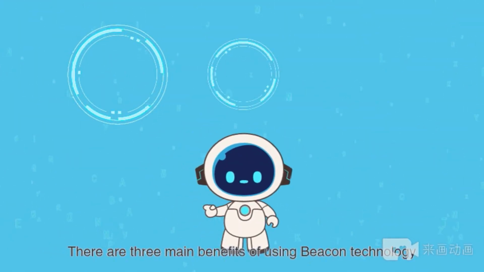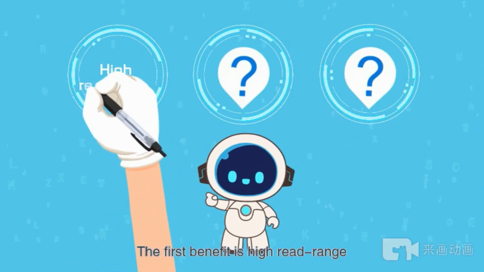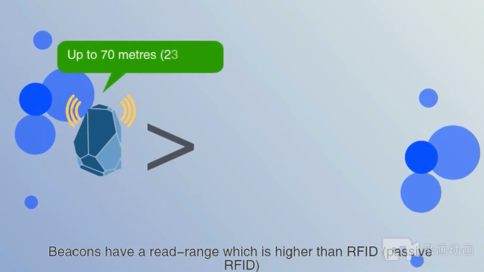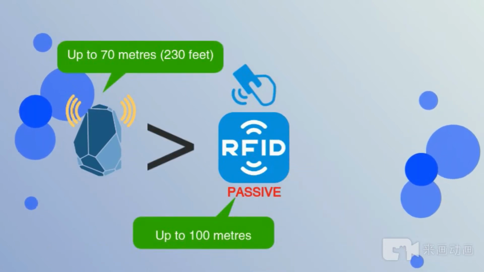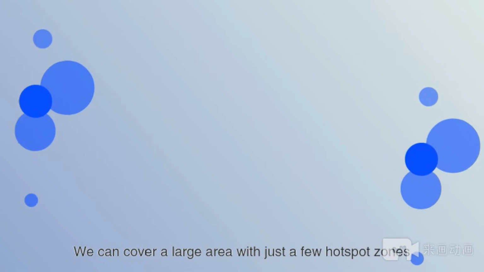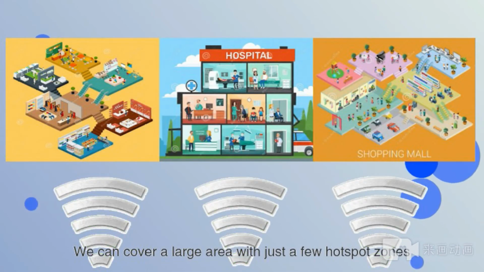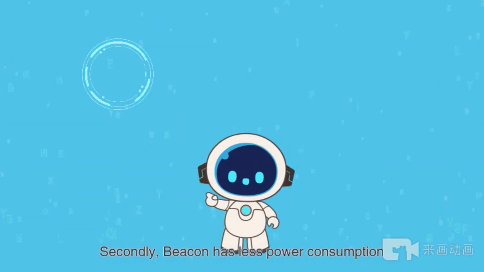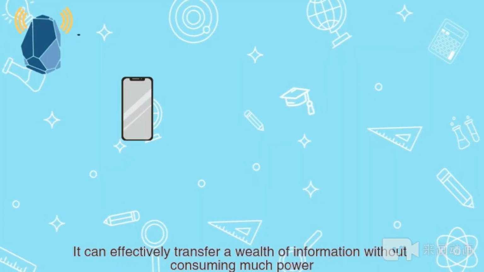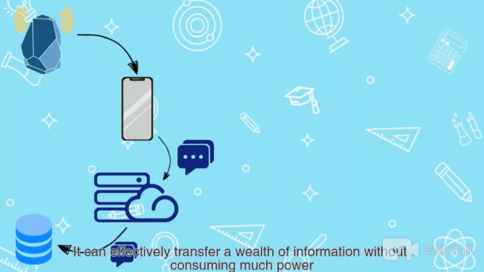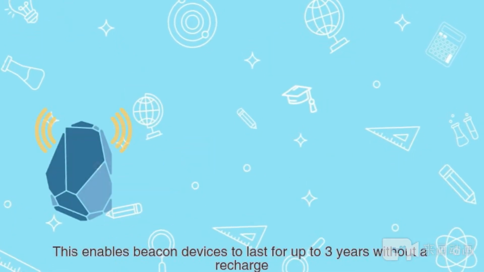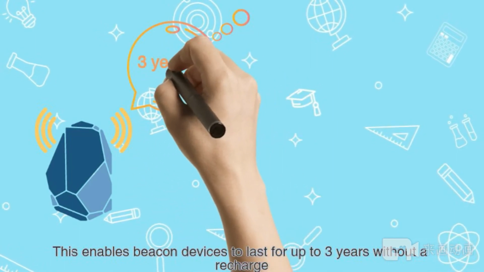There are three main benefits of using beacon technology. The first benefit is high read range. Beacons have a read range which is higher than RFID, passive RFID, and NFC due to the energy-conserving nature of the BLE technology. We can cover a large area with just a few hotspot zones. Secondly, beacon has less power consumption. It can effectively transfer a wealth of information without consuming much power due to the nature of the BLE technology. This enables beacon devices to last for up to 3 years without a recharge.